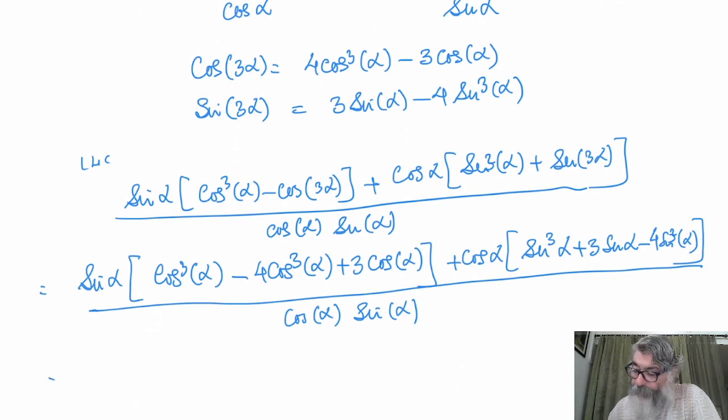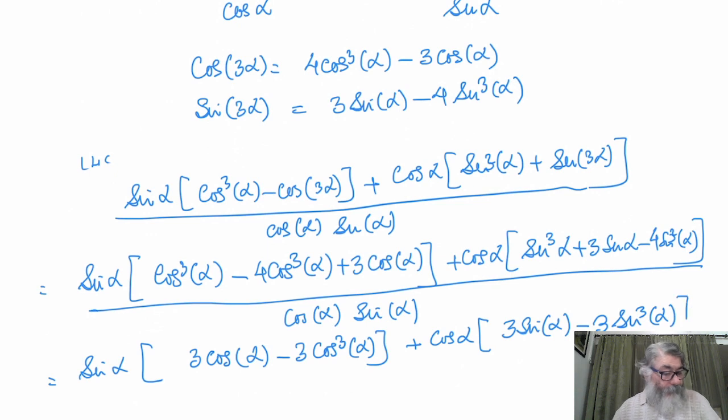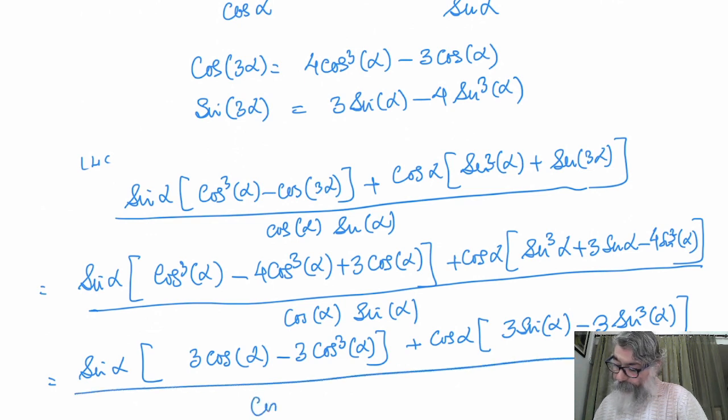Okay, combine the terms first of all. Sin alpha, it will become 3 cos alpha minus 3 cos cube alpha, plus cos alpha, here it will become again 3 sin alpha minus 3 sin cube alpha, upon cos alpha and sin alpha.